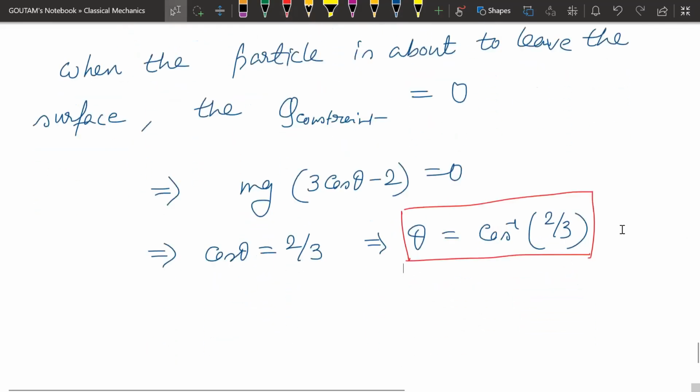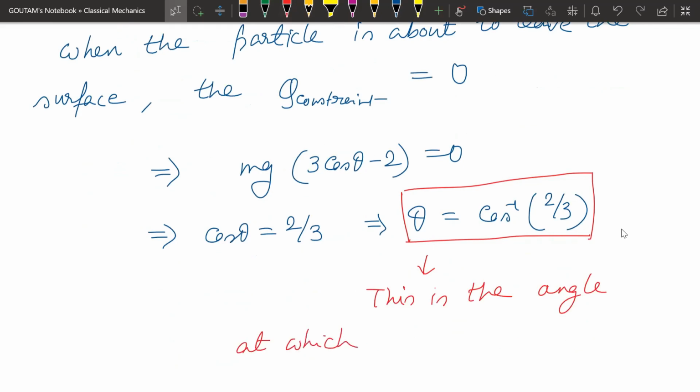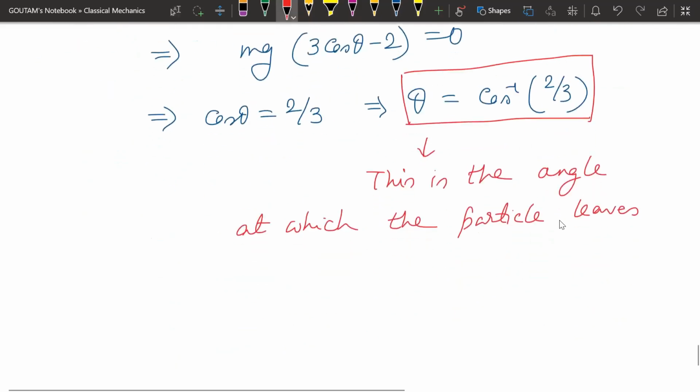This is the angle at which the particle leaves or loses contact with the hemisphere.